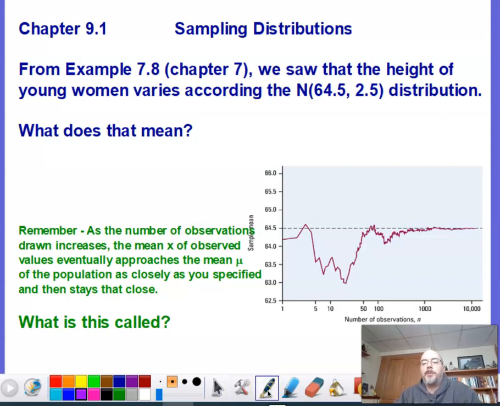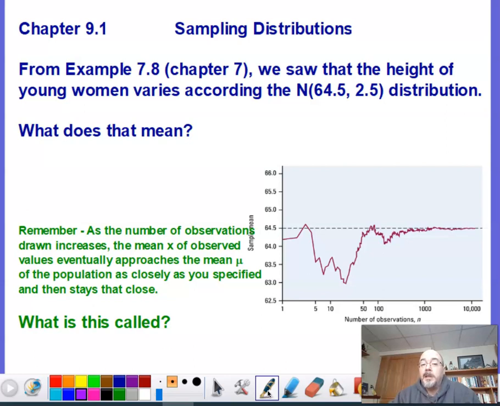We are on Chapter 9. Chapter 9.1 is dealing with sample distributions. We are going to be doing a lot with sampling and understanding why sampling is so important and how to carry out sampling. We kind of talked about it in Chapter 5 when we did experimental design, but we're going to get into a little bit more detail here.